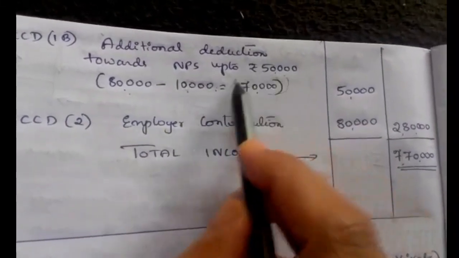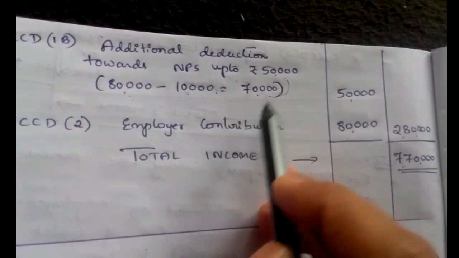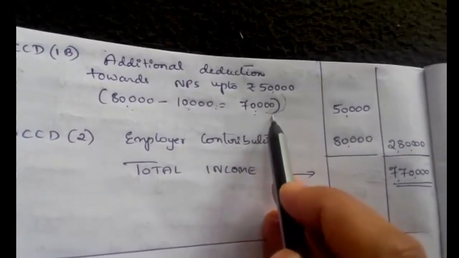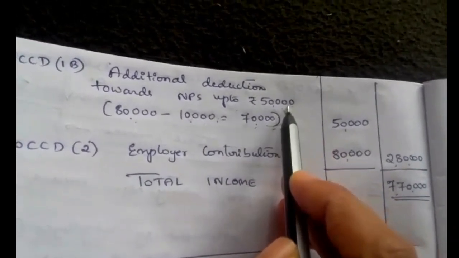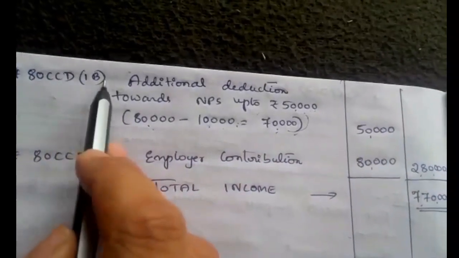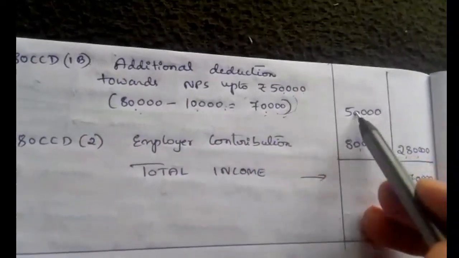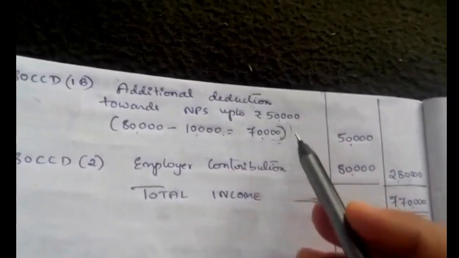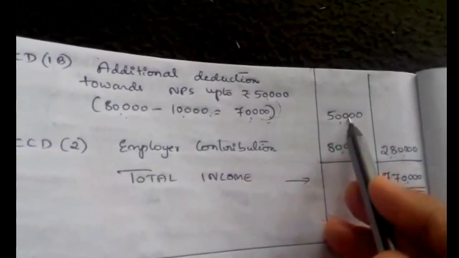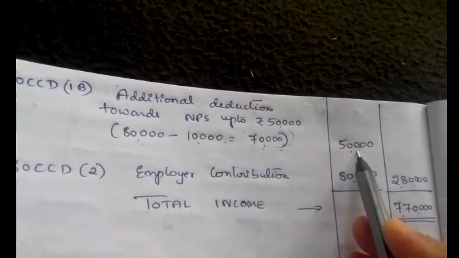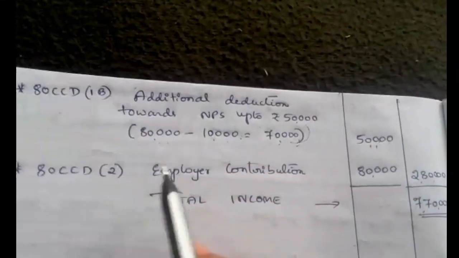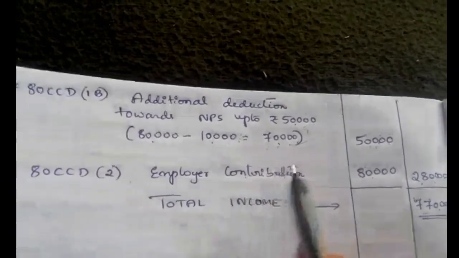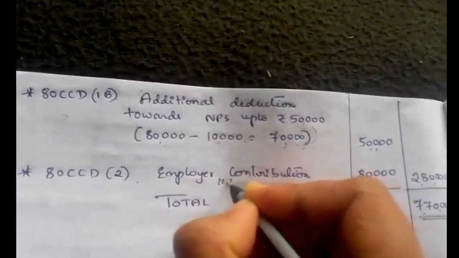So balance how much? 70,000 contribution is left. Out of the 70,000 he can claim up to 50,000 under section 80CCD(1B), so only 50,000 he can claim. The balance 20,000 he can't claim. So only 50,000 he can claim under 80CCD(1B). Next, 80CCD(2) is for the employer contribution, that is also 10% of salary.